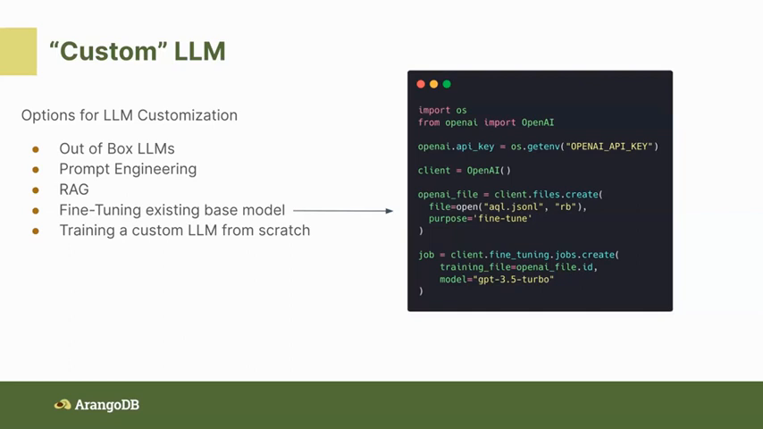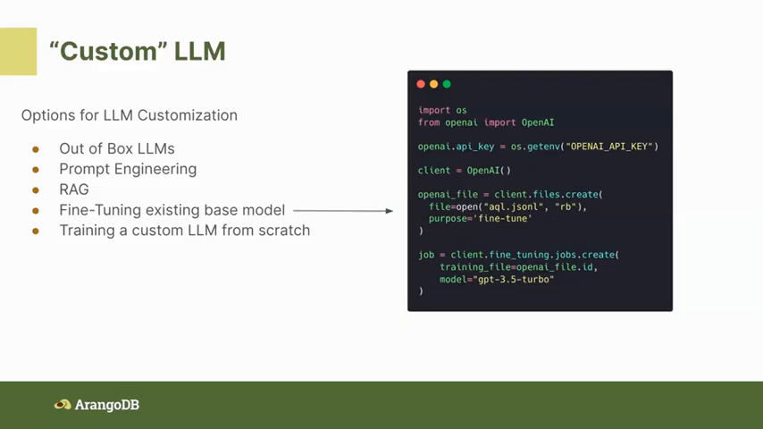Fine-tuning is when you want the model to align more closely with your specific data or domain, which you can see in the code snippet on the right here. This is a quick sample of OpenAI's interface to fine-tuning a model. And so this helps adapt the model to understand the nuances of your use cases.